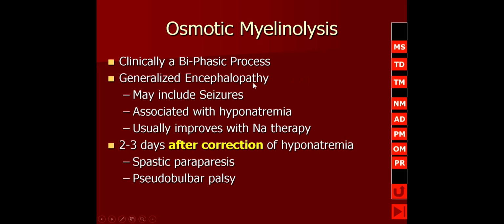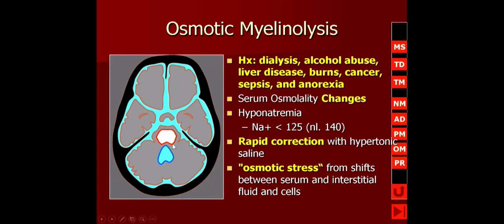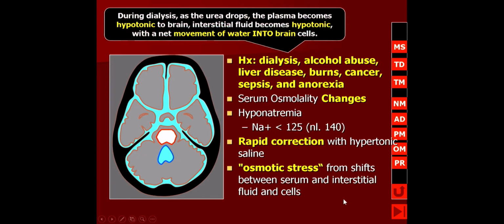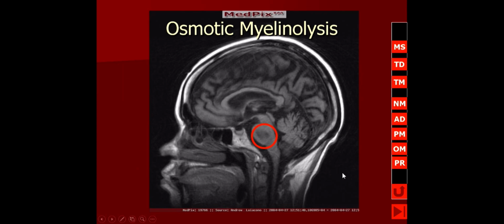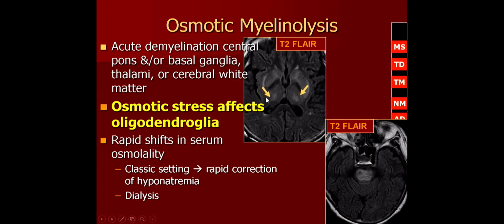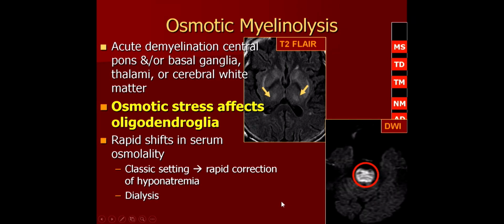These patients typically get worse a couple of days after having correction of hyponatremia. They get a bulbar palsy, pseudobulbar palsy, and spastic paraparesis. But the classic presentation is a central lesion within the pons with a rim of normal signal around the outside. If we look at this patient, there's a central lesion in the pons here. We can also see extrapontine myelinolysis involving other gray matter areas. We look here, and again, the central portion of the pons has abnormal signal, but a peripheral rim of normal brain tissue exists around the outside.